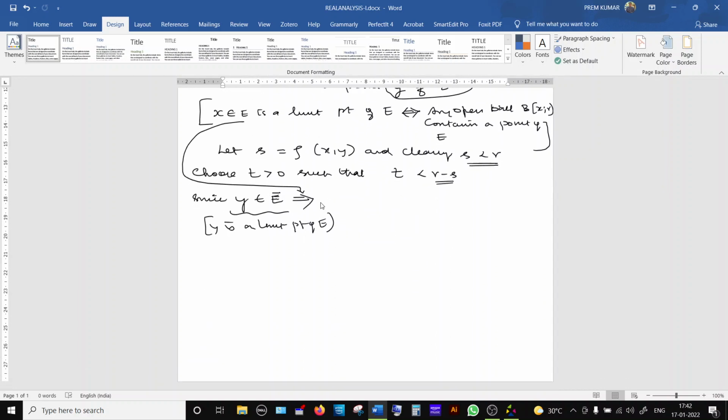Now y is a limit point of E. So what does this statement say? This implies that any open ball whose center is at y, I am going to assume the radius is this one. That's why we create this new variable. Right? This open ball contains a point of what? See, y is an element of the limit points of E. So according to this theorem, this open ball should contain a point of E.